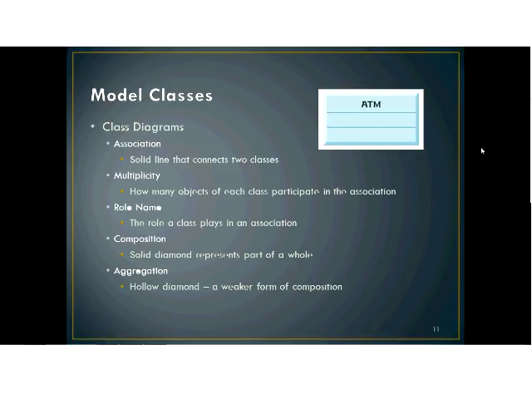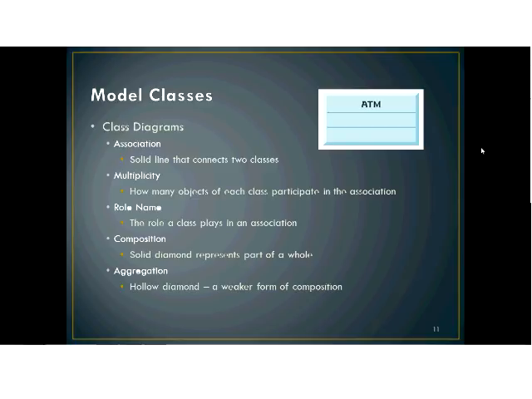Class diagrams are represented with a rectangle divided into 3 parts. The first part shows the class name. The second part shows the class attributes, which have not been defined yet. And the third part shows the class operations, which have also not been defined yet.